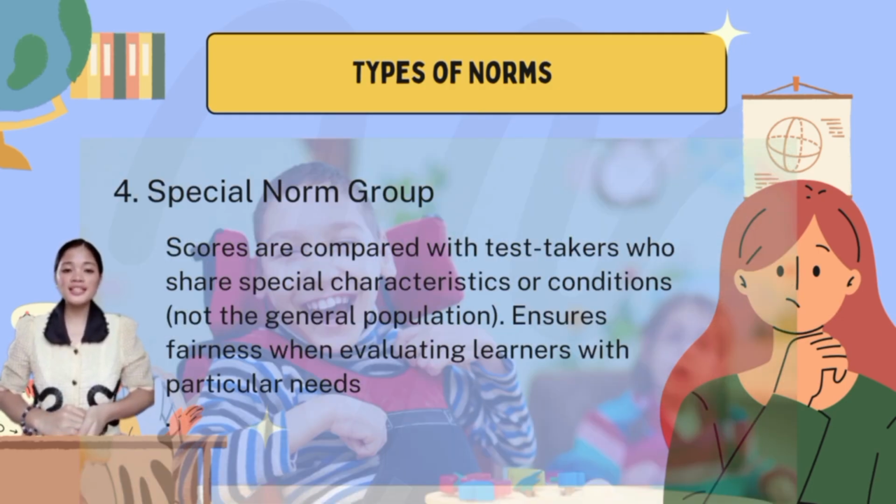The last one is the special norm group. In this group, the scores are compared with test takers who share special characteristics or conditions. This ensures fairness when evaluating learners with particular needs. Example of this is a reading test for visually impaired students where scores are compared only with other visually impaired learners.